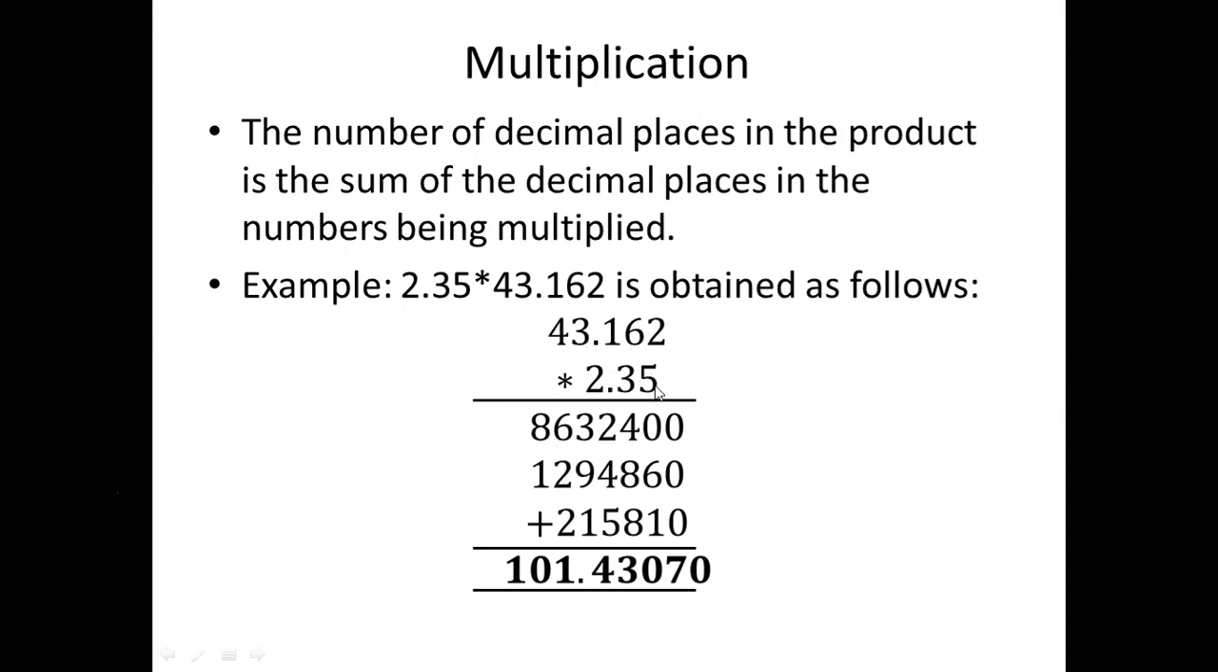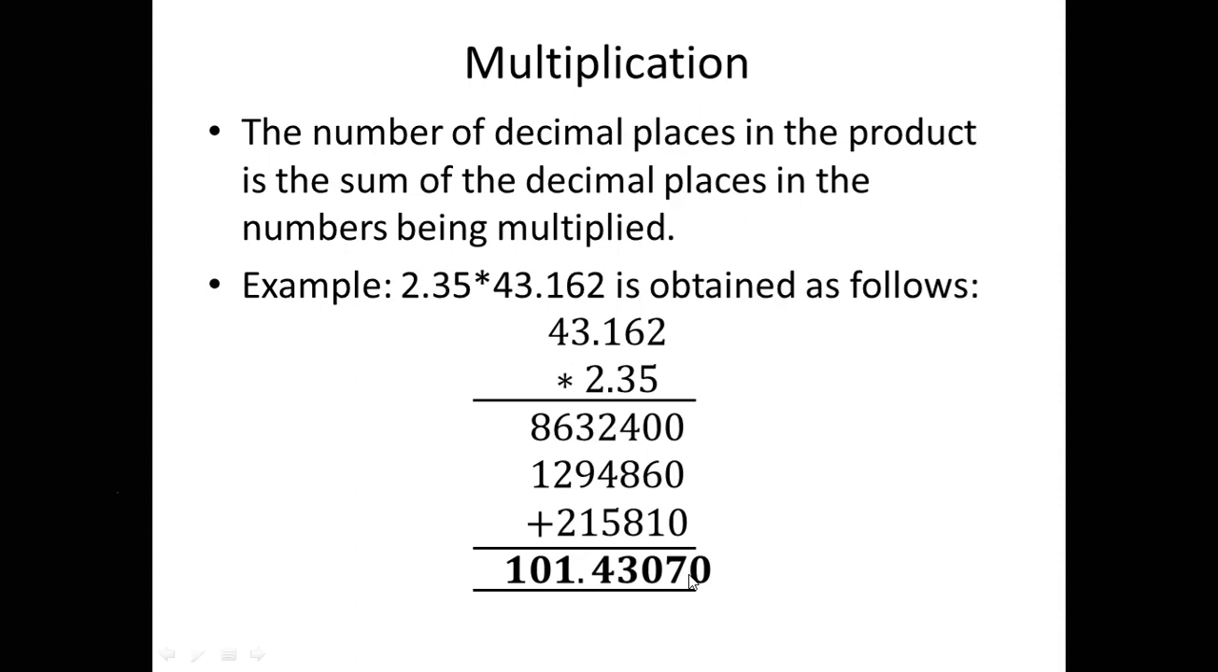Now we are multiplying by 5, which is our last digit here. We'll say 5 times 2, that's 10, which is 0 carry 1. 5 times 6, that's 30 plus 1, that will be 31, so that's 1 carry 3. 5 times 1, that's 5 plus 3, that will be 8. 5 times 3, that's 15, which is 5 carry 1. 5 times 4, that's 20 plus 1, that's 21. We now add these three numbers, and we get 101,430.70.